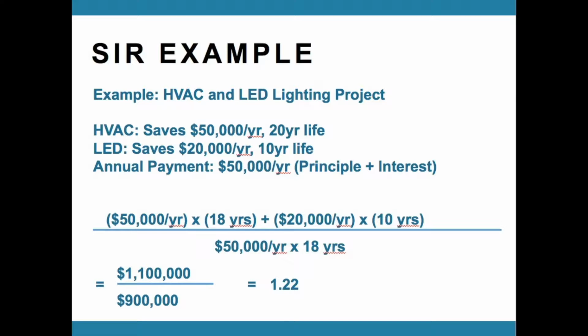When you do the math, you do the multiplying, the adding, dividing, you end up with $1.1 million on top, and on the bottom of the ratio, $900,000. And that leaves us with an SIR of 1.22, which is greater than the 1 that we're looking for. In effect, this project will save more over its life than it cost.